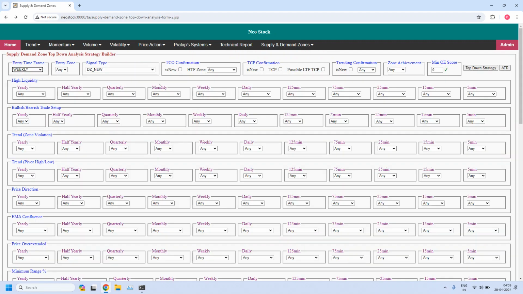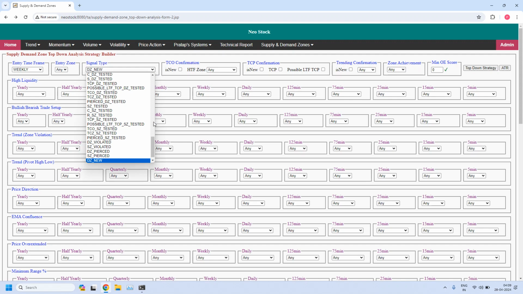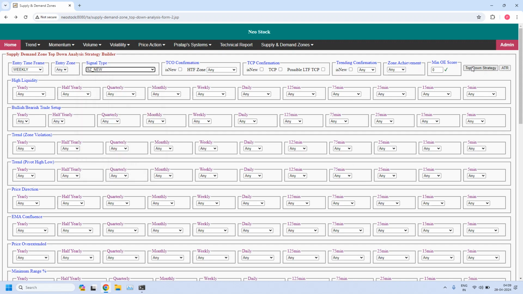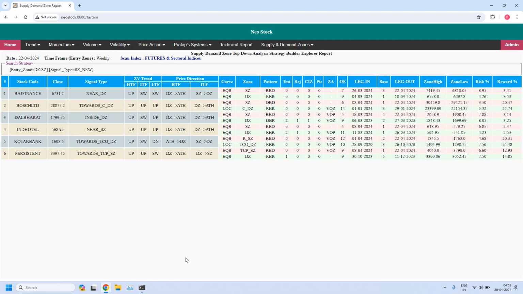For weekly time frame, let us find the stocks having a newly created weekly supply zone during this week. So these 6 stocks are having newly created weekly supply zones. Now let us identify the stocks that are having a weekly EMA confluence.